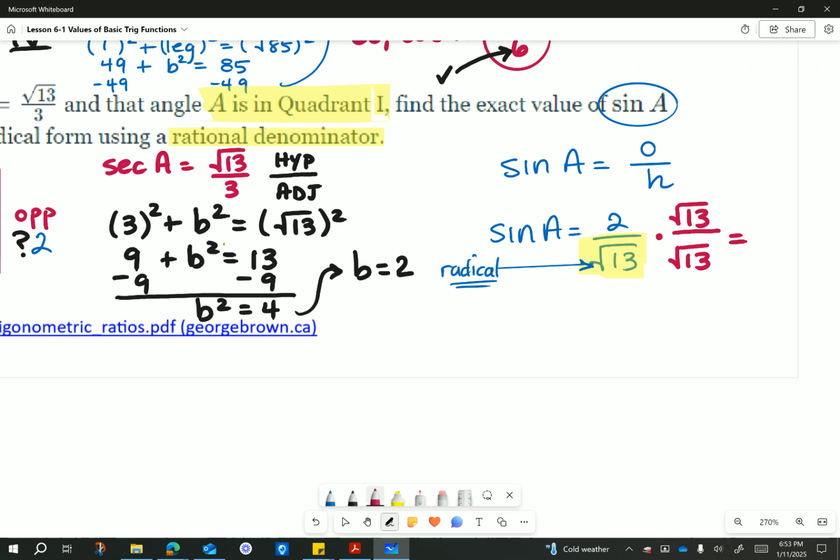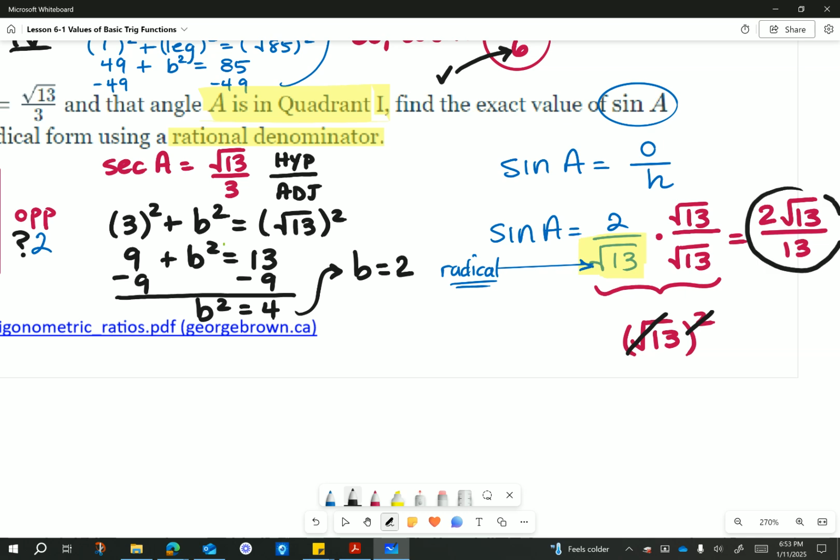So again, this one it is. 2 times square root of 13 for the numerator is just 2 square root of 13. And square root of 13 times square root of 13 is just plain old 13. Why? Because if I were to rewrite this, square root of 13 times square root of 13, that's like saying square root of 13 all squared. And we all know that a square root and a square will undo each other. So that's why you're left with a whole number 13, which is rational. Okay, this one turns out to be rational. So this here is going to be an approved answer. So you would type that out.